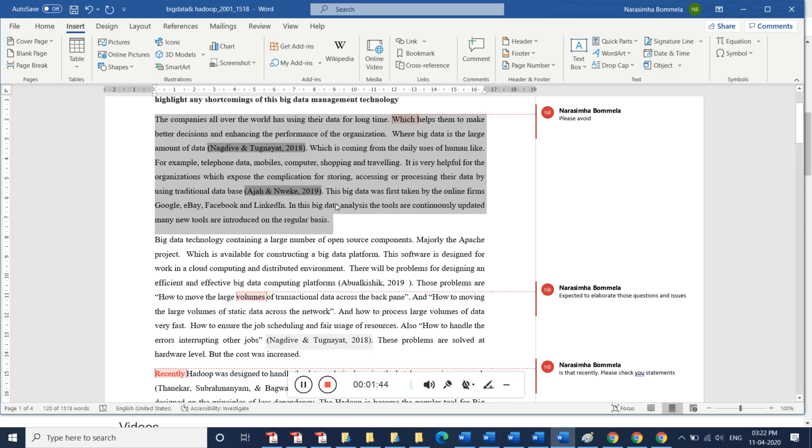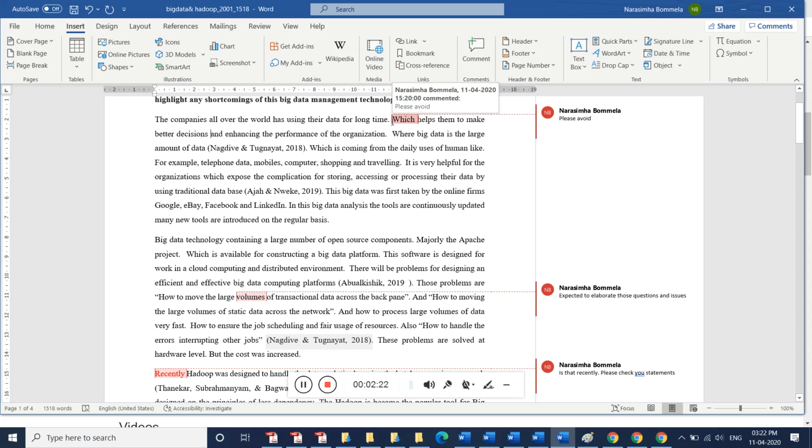Okay, so if you see this paragraph, these are four sentences that are made from one sentence. If you read the first sentence, "the companies all over the world has using," usually it is a plural word. Companies means it's a plural thing, right? So you need to know how to frame a sentence when we are using plural. "World has using" - you should have used "have been using," maybe "were using." It's a plural thing you're discussing.